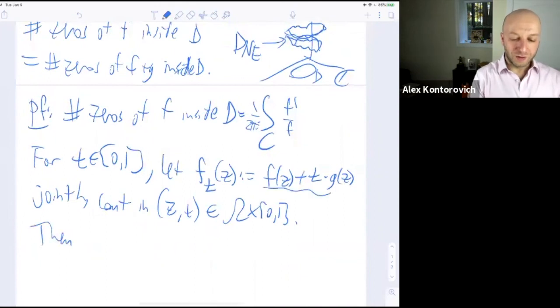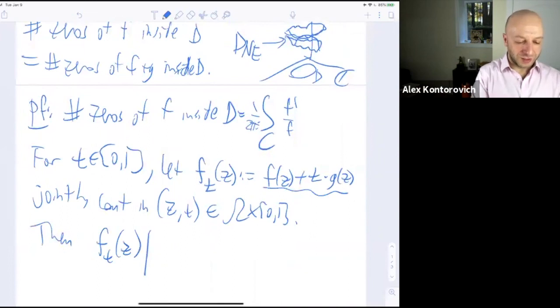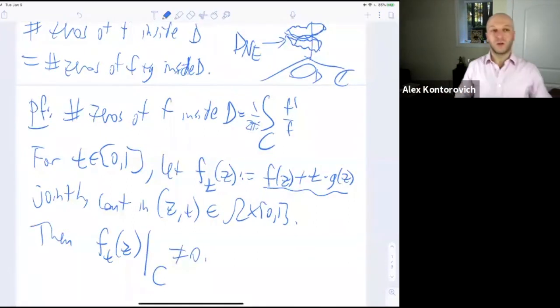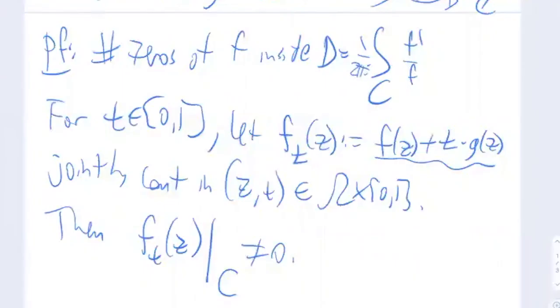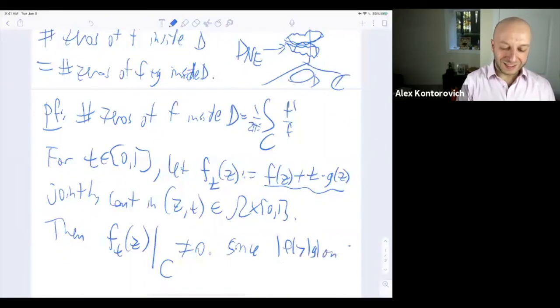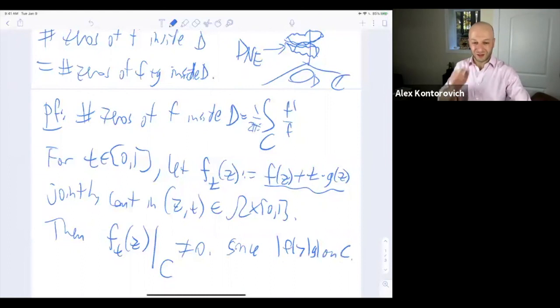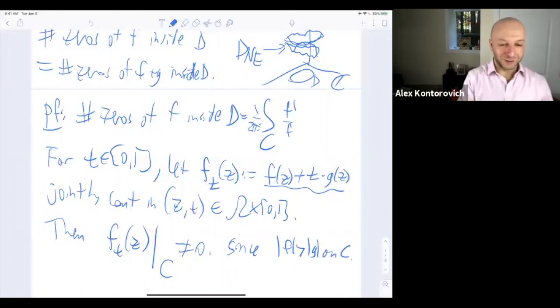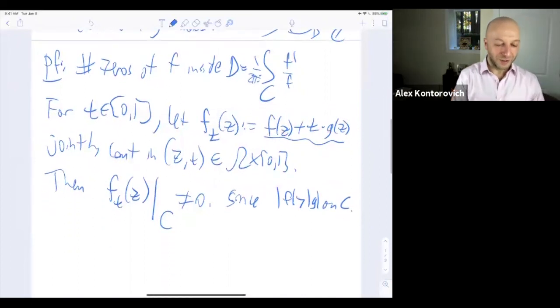Then, well, one thing we know is that F_t of Z restricted to this circle never vanishes. Why? Because the absolute value of F is strictly greater than the absolute value of G. Exactly. Since F is strictly greater than G on C. That's all I know. On the boundary, F is strictly greater than G. And so the smallest this sum can get is the absolute value of F minus the absolute value of G. That's strictly positive on C. Okay, that means I can apply the argument principle.